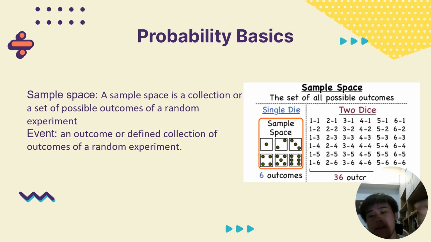You might get a 1 on this die, a 1 on this die. You get a 2 on this die, a 3, a 4, I don't know, a 6 on this die. There are 36 different combinations. For a single die, the sample space has 6 outcomes. You have 1, 2, 3, 4, 5, 6.